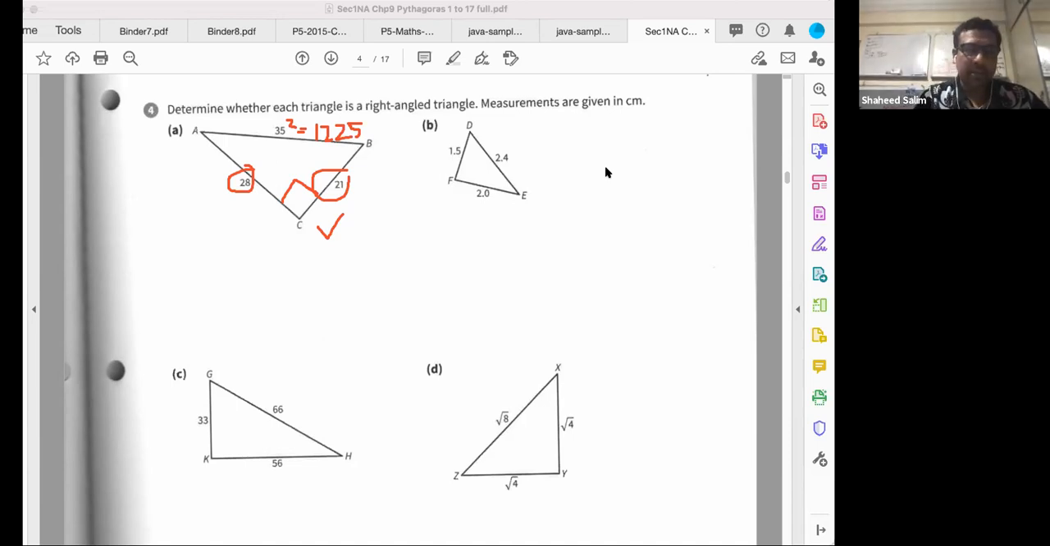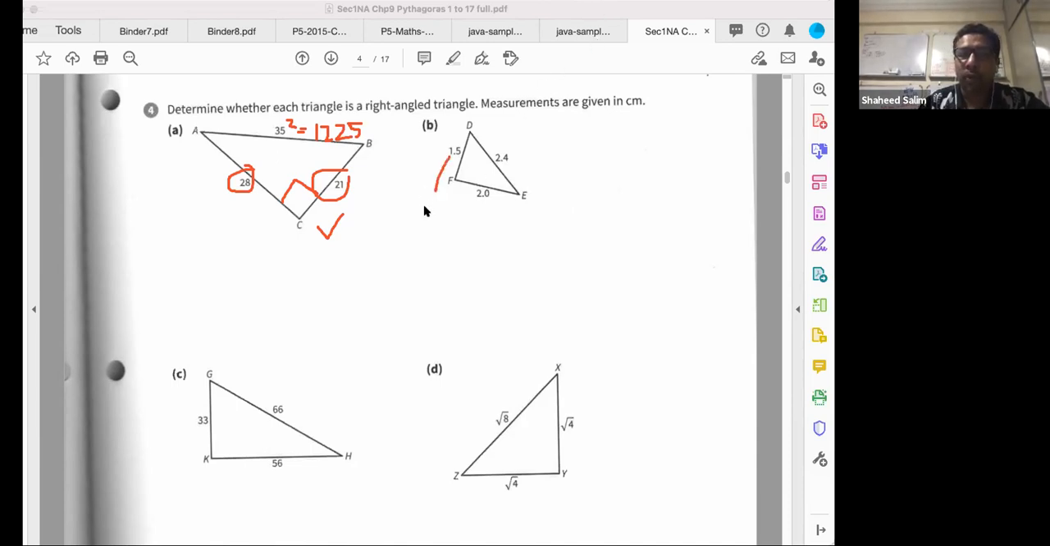So, Ryan says C and B, no. Okay. So, we do one by one. Shafi, you don't have? You don't have, okay. If you don't have, that's a problem. You need to have a calculator. So, okay, never mind. If you're using your phone, you've got to do the long method.